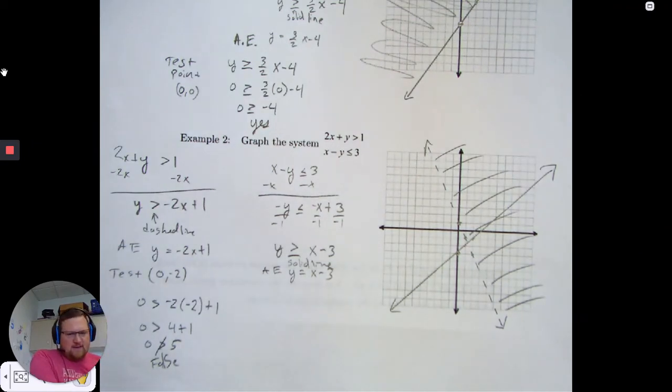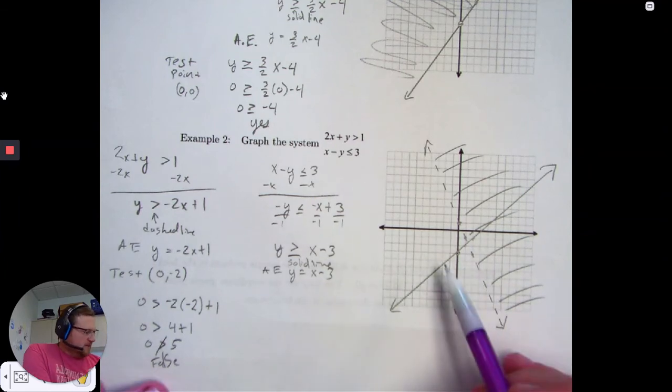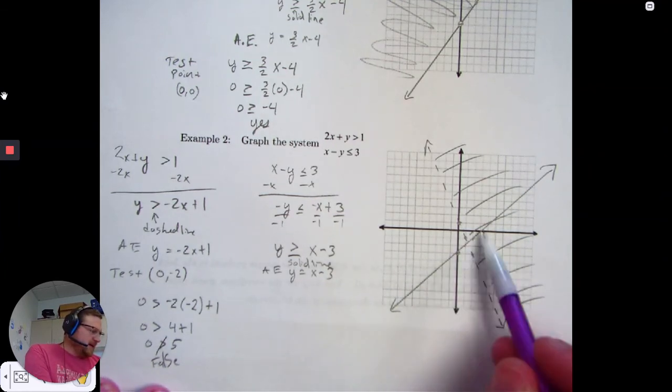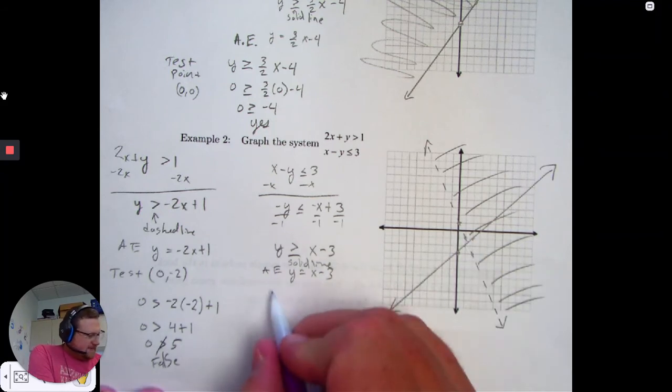Okay, and now I have to, again, test a point to determine what side I want to fill in. So remember, if you want to test a point, you just have to pick a point that doesn't lie on that line. Well, here we could pick 0, 0. It doesn't lie on that line.